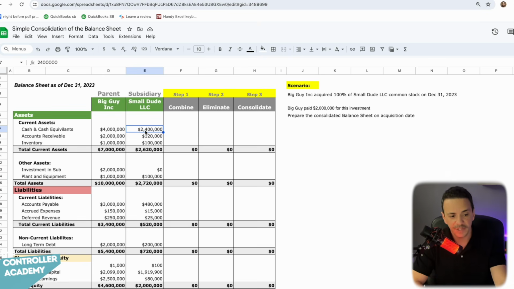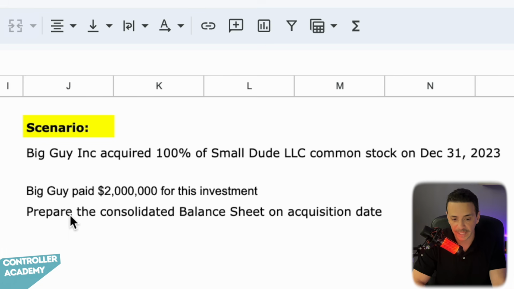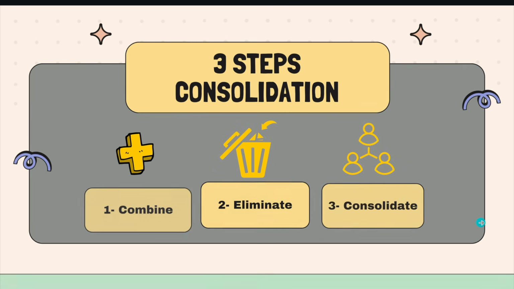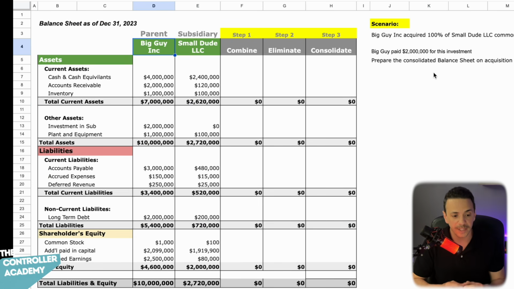All right, so what we have here is a parent company, Big Guy Inc., that purchased an investment in a subsidiary, Small Dude LLC, and he paid $2 million for that investment. What's required here is to prepare the consolidated balance sheet on the acquisition date. So let's go ahead and do it, and I want to do it in 3 easy steps. So I want to simplify this as saying step 1, combine, step 2, eliminate, step 3, consolidate. So let's go ahead through the process.